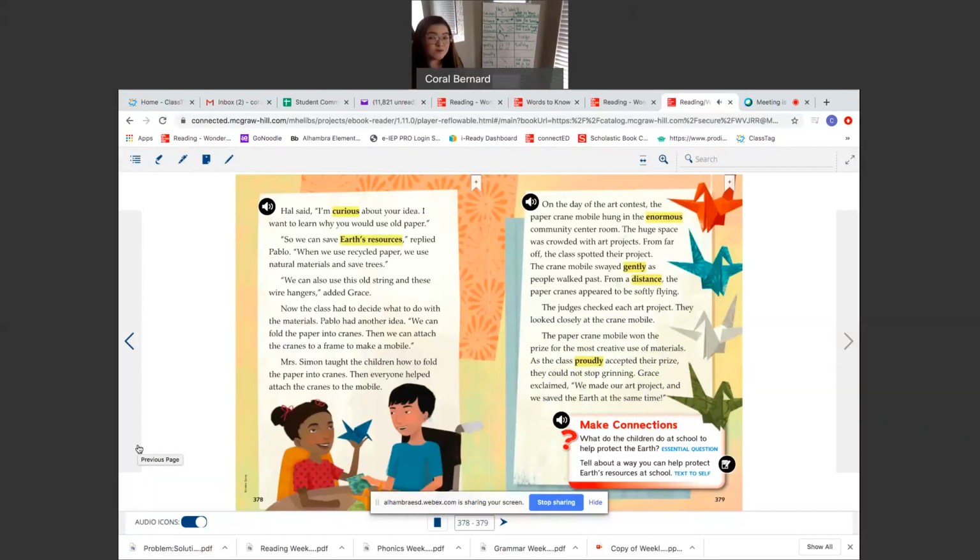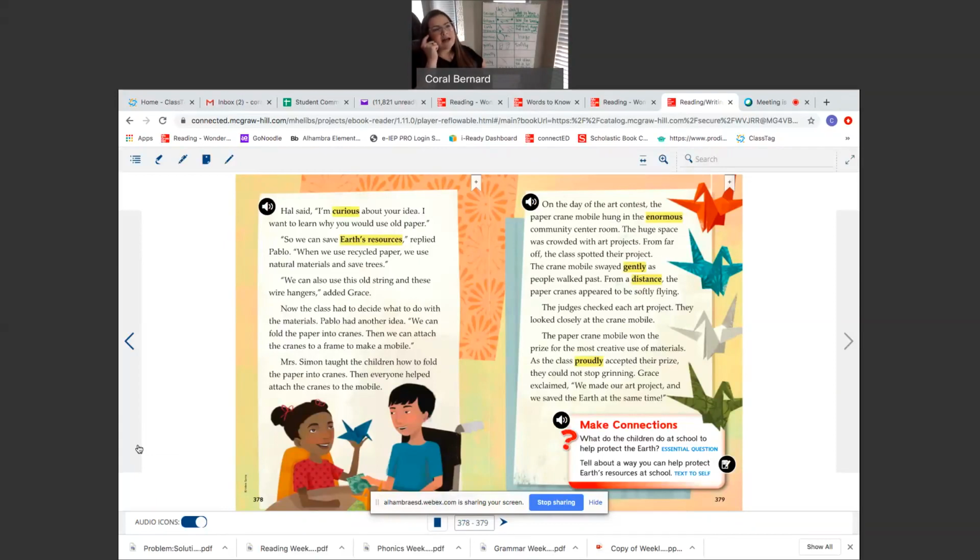All right, my last word is proudly. Let me read that paragraph again. The paper crane mobile won the prize for the most creative use of materials. As the class proudly accepted their prize, they could not stop grinning. Grace exclaimed, "We made our art project and we saved Earth at the same time."